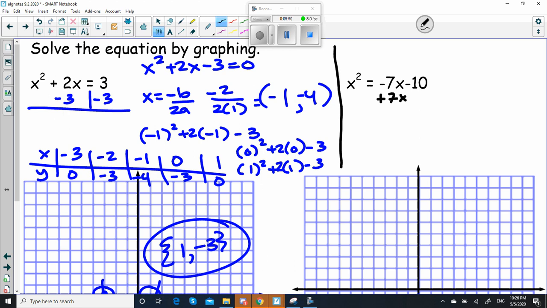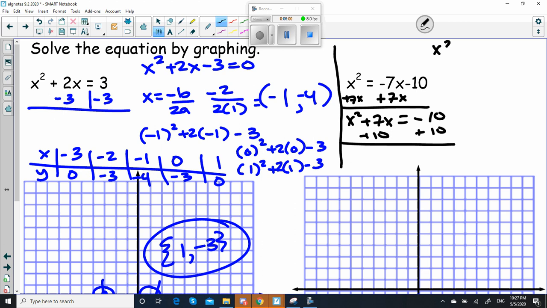So I'm going to add 7x to both sides of the equation. And then also add 10. So my equation is x squared plus 7x plus 10 equals 0. And now the vertex. X equals -b over 2a. So that's -7 over 2 times 1. So that's -7 over 2, which is -3.5.